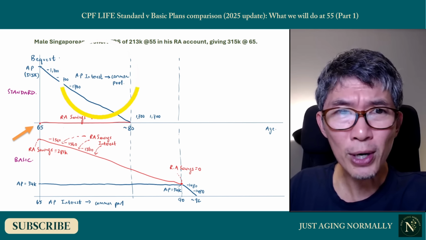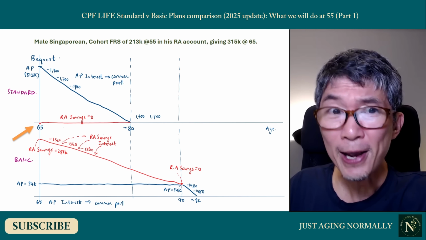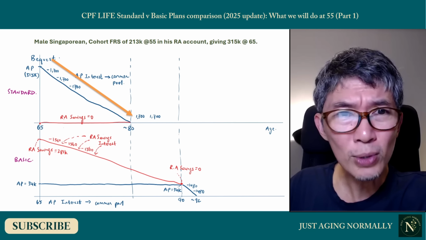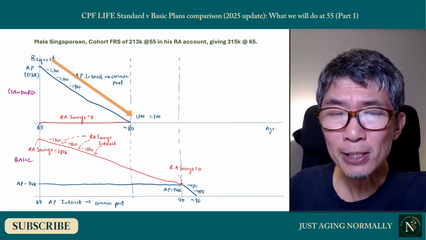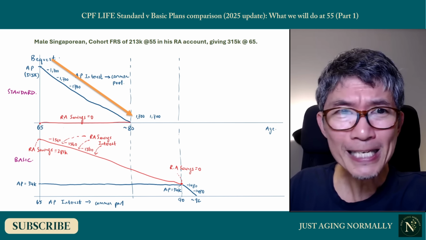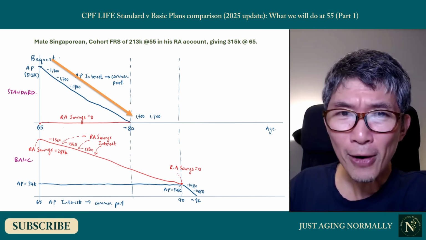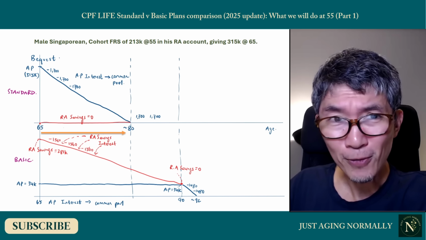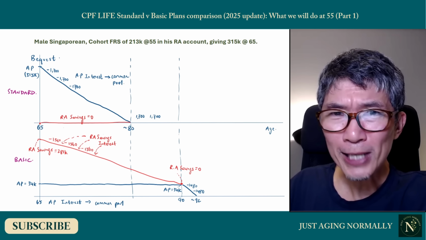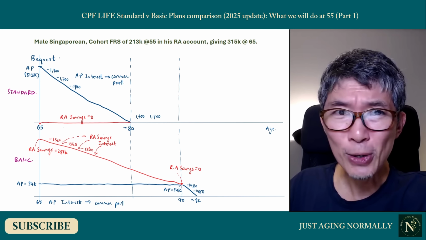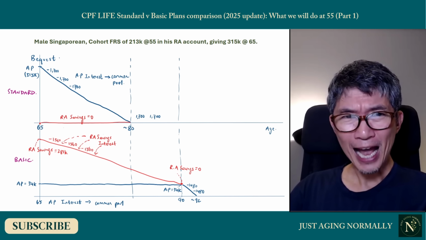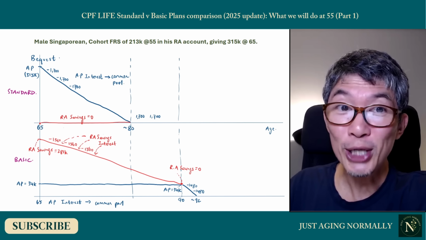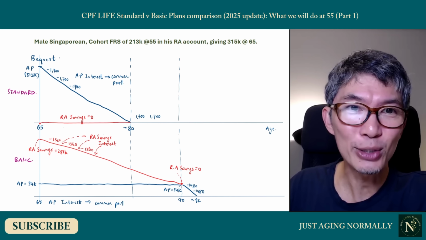Number two, the AP interest goes into the common pool. So as you draw a monthly 1.7K, the AP will decrease by 1.7K. So the blue line will decrease steadily until it reaches zero around 80 years old. Number three, RA savings, which is the red line, will remain zero throughout. Number four, with the AP at zero after 80, there's no more bequest. However, the lifelong payout of 1.7K continues till you pass on, which is how annuity plans are designed to work.